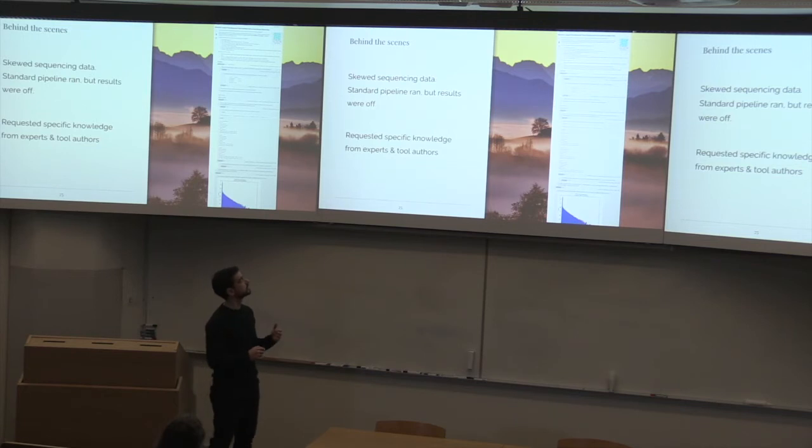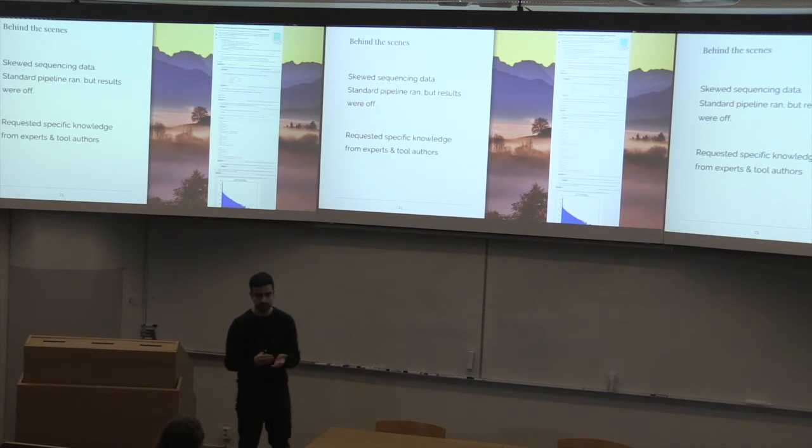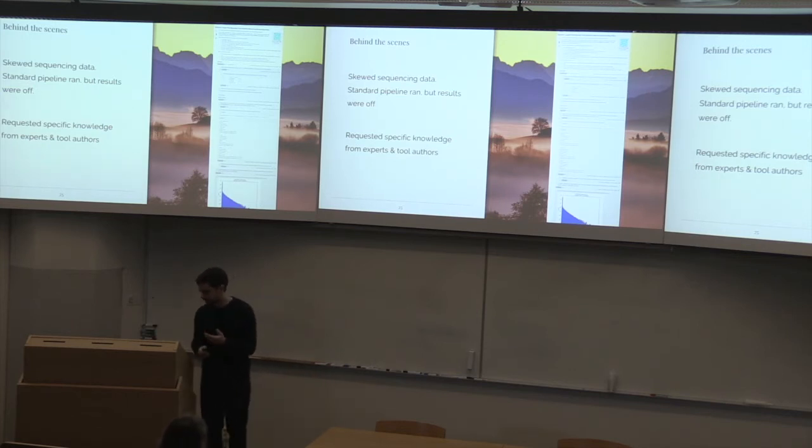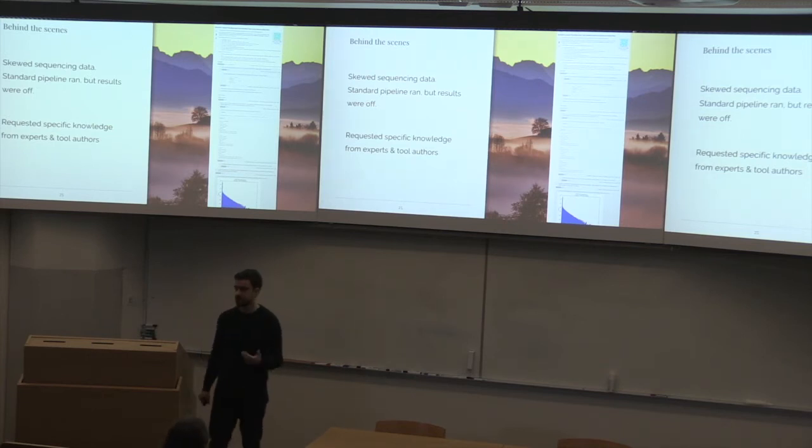But we noticed at some point that the assembly was larger than expected. We expected a 2 or 3 gigabase giraffe. We obtained a 4 gigabase. Something was wrong. So we looked back at the data and we noticed that it was a little bit skewed. The mate pairs were longer than expected, or shorter than expected actually. So the pipeline ran, but the results were off. So we went to Biostars, which is a forum for asking questions to other bioinformaticians.